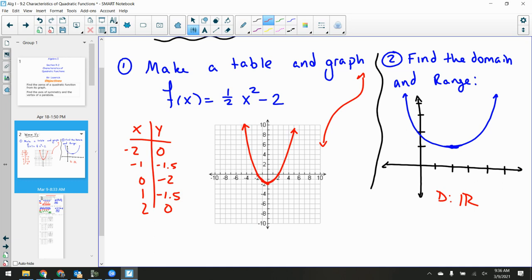Now the range depends on whether it's a minimum or maximum point. Do we see how this is a minimum point? And all points are above that vertex? That tells me that this is going to be a greater than or equal to. If it's pointing downward, it would be a less than or equal to. Let's take a side note. What tells me whether it's pointing upward or downward?